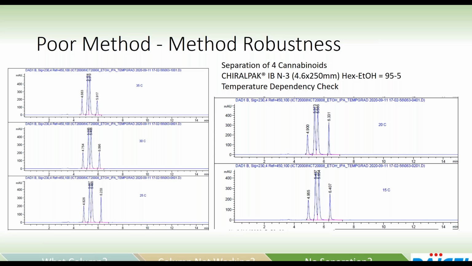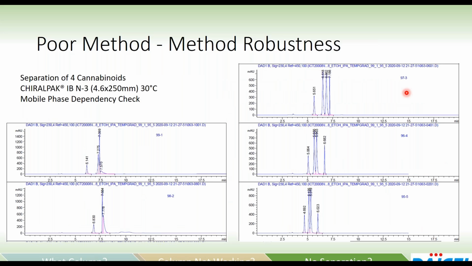However, I also tried to assess the dependency of the mobile phase. I kept the temperature consistent at 30 degrees, and I went from my initial starting conditions, 95.5, up to 99.1. You can see if we're operating within the 3 to 5% range for ethanol, the chromatography does start to decrease slightly, but there's still good baseline resolution. When I go to 98.2 and then 99.1, the chromatography is almost indistinguishable from what it was previously.